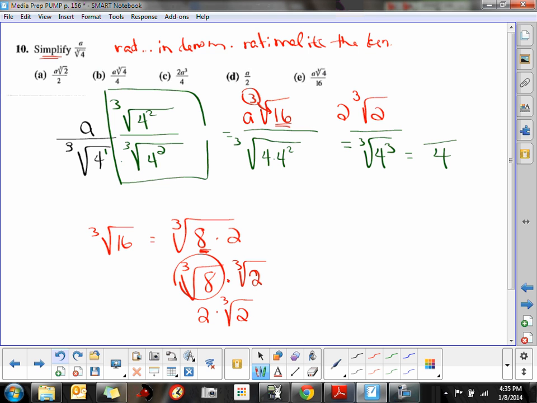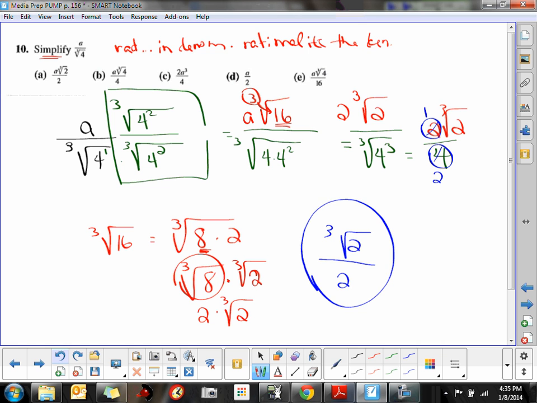Well, that's supposed to be put over 4, so it's 2 times the cube root of 2 over 4. We still have one more simplification that we can make, and that is our common factor of 2 in both 2 and 4. So 2 goes into 2 once, goes into 4 twice, and we'll be left with nothing more than the cube root of 2 all over 2.